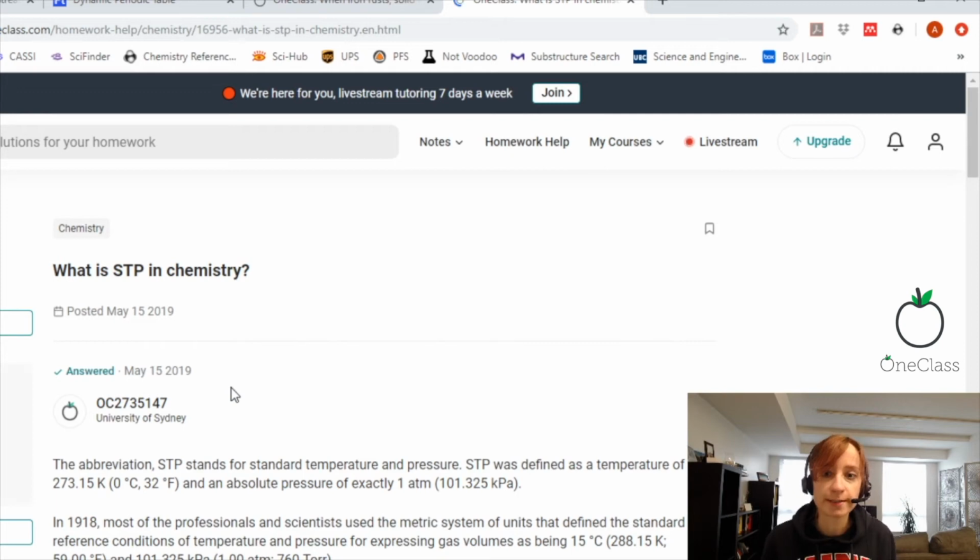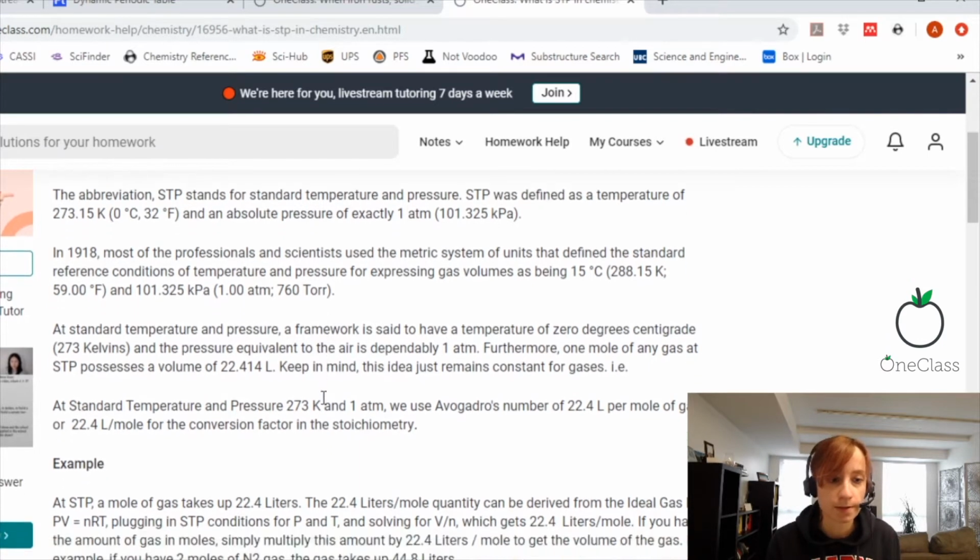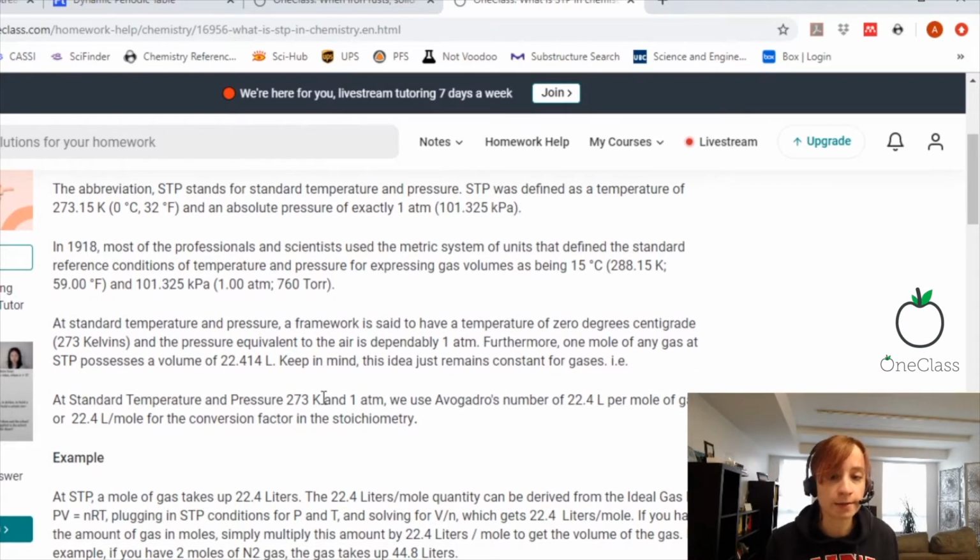What is STP in chemistry? The abbreviation STP stands for Standard Temperature and Pressure, and these have been pre-calculated numbers.